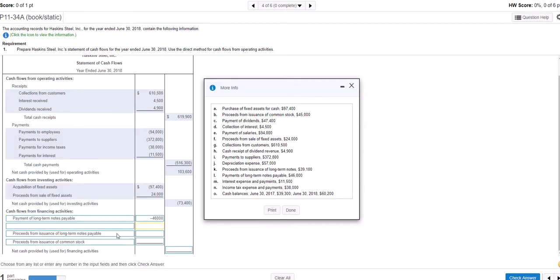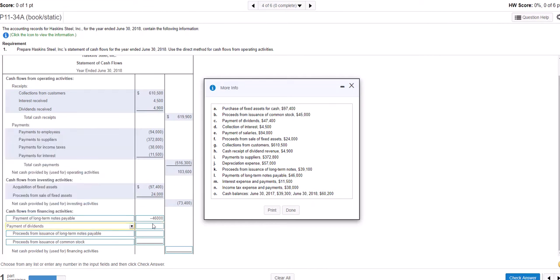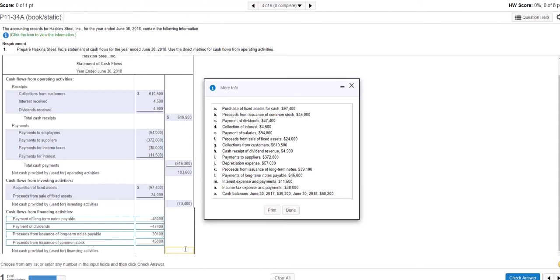Oops, what happened to the second thing? So when I paid my dividends of $47,400, and then when I have proceeds, obviously that wouldn't be a negative, that'll be a positive. So in other words, I acquired funds from the bank, and then I issued more common stock. So then the net of that, by the time I subtract everything, I'm still a little bit behind here. So let's see how I did here.